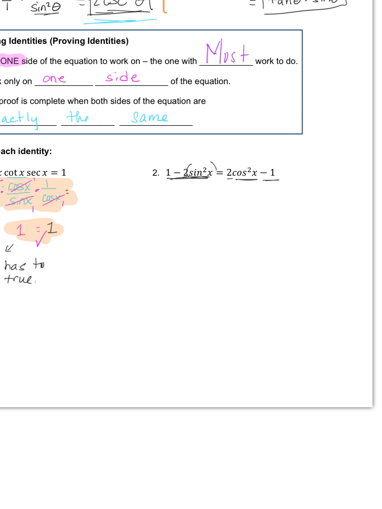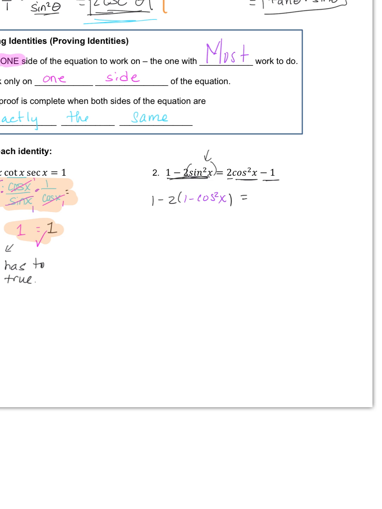What can I change this sine squared x to? Well, I know sine squared x is equal to 1 minus cosine squared x. So that's what I'm going to do. I'm going to bring down this 1 minus 2, and then I'm going to change that to 1 minus cosine squared x. Now this side has to be equal to what's up here, so let's see if we can get that. I see the cosine squared x and I see a 1, but it's not quite the same thing.